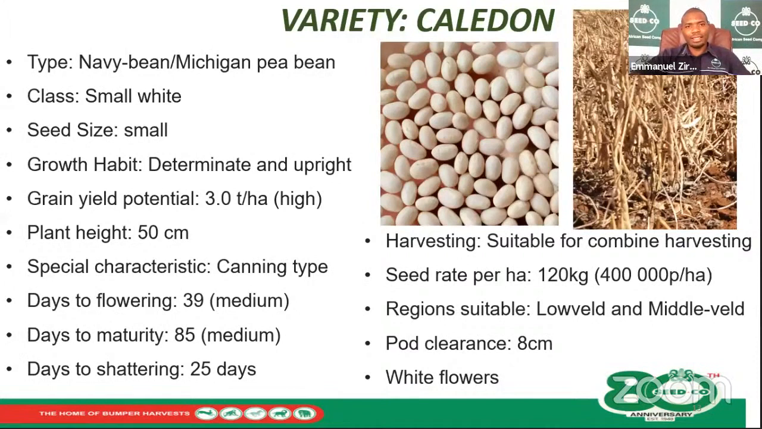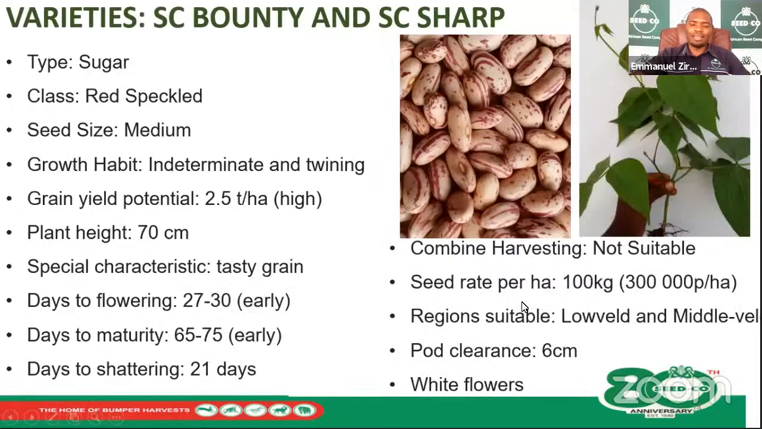And our next variety, I'm going to combine two varieties here because they are very, very similar: Bounty and Sharp. They are both sugar types with red speckles and medium-sized seeds. They are indeterminate. Unlike the other three varieties that I have been talking about, Bounty and Sharp are indeterminate and twining. They've got an elongated stem that tends to twine as it grows.